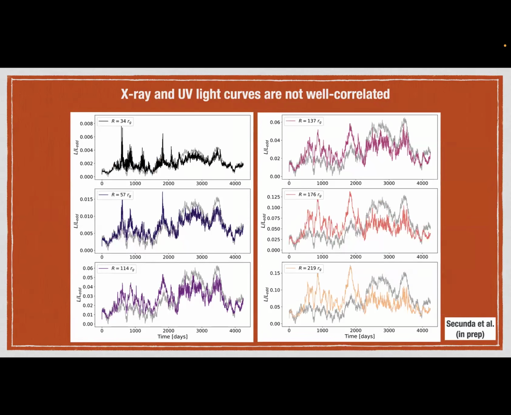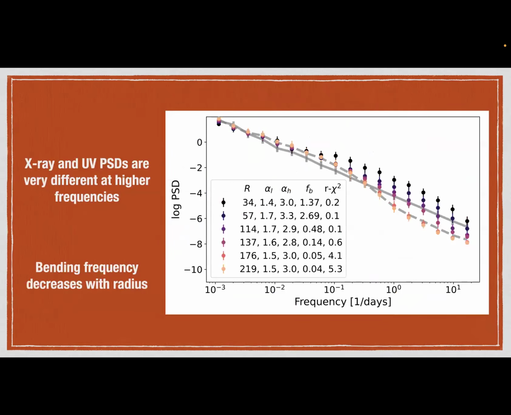And when we look at the light curves, again, I've rescaled the gray light curve, the X-ray light curve, for comparison. You can see that, especially as you move outwards in radius, the light curves are no longer as well correlated. When we look at the power spectrum of these light curves, it becomes really clear that at higher frequencies, the X-ray and the various UV PSDs are distinct from each other.